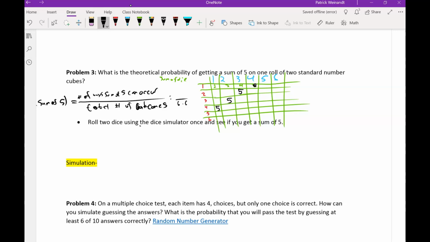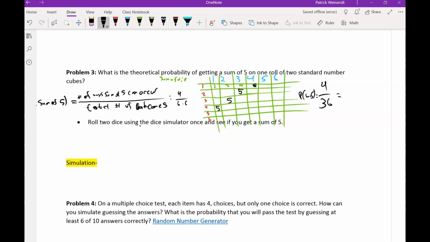So how many ways can we get a 5 then? Well, if we have this combination, that's 1 way. That's 2 ways, 3 ways. There's 4 ways over 36. So 4 over 36 is the probability of a sum of 5.